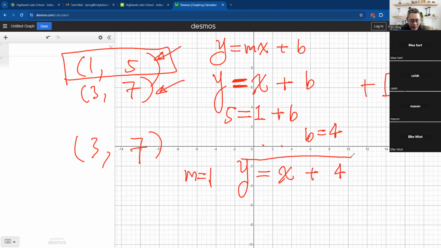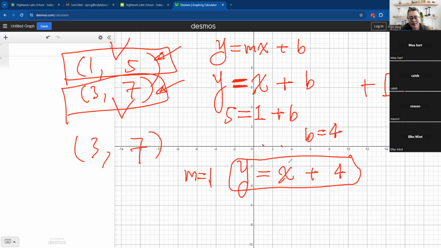Now, how do we know we got this right? Well, if we just plug in the points, we'll see. If we got it right, then both points will be on this line. So if you plug in x is 1, 1 plus 4 is 5. So this one is good. If you plug in x is 3, 3 plus 4 is 7. So that point is also on the line. So therefore, we got this right. Okay, are we good on this one?